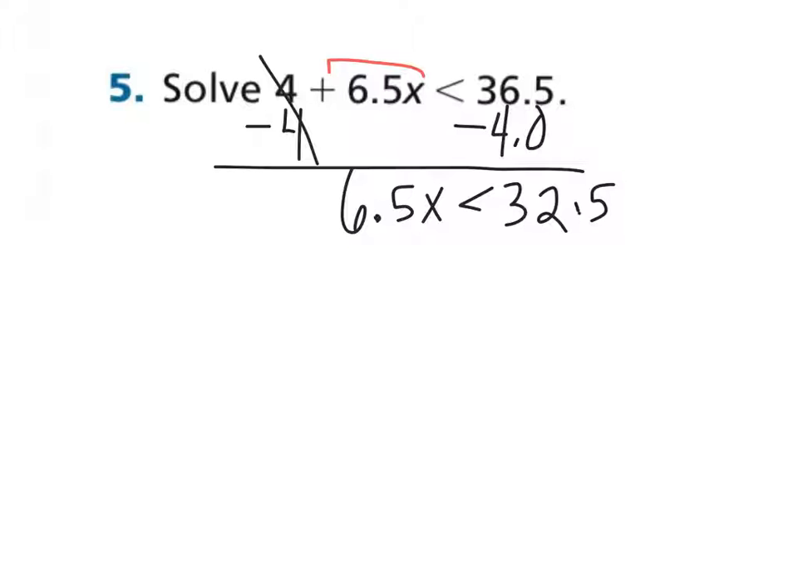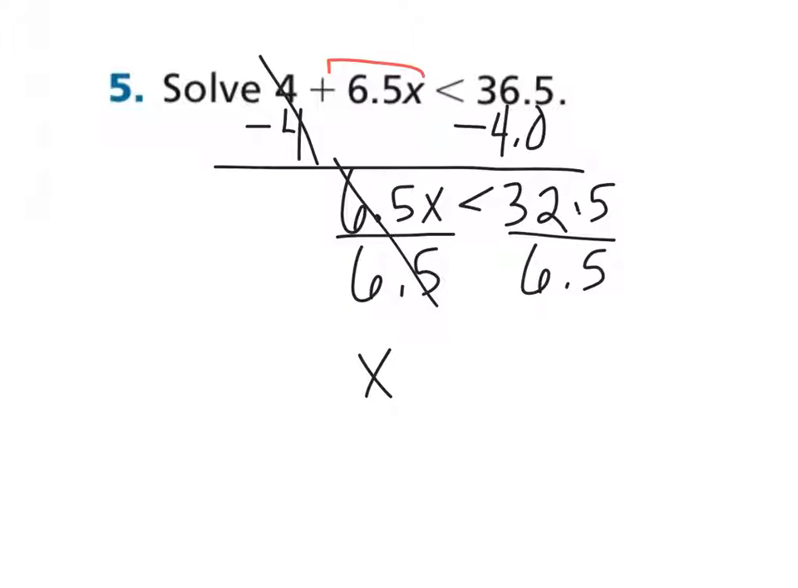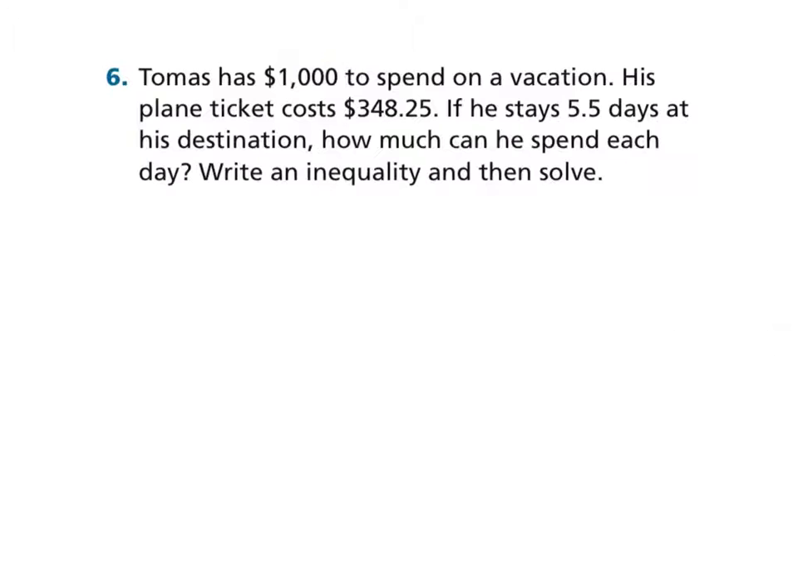Then our second step, they're multiplying by 6 and 5/10. We would need to divide by 6 and 5/10. When we do that, should we switch our sign around? No, we just divided by a positive number again, so the inequality stays the same. When you divide that out, you get 5. I got 5.5.